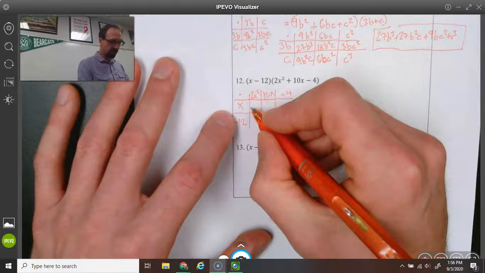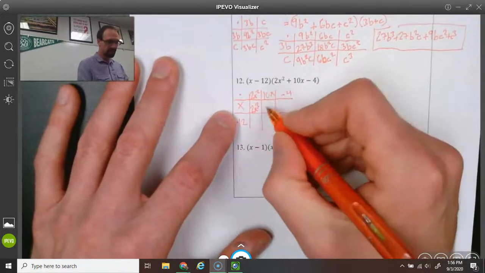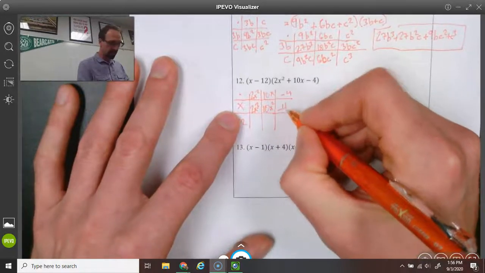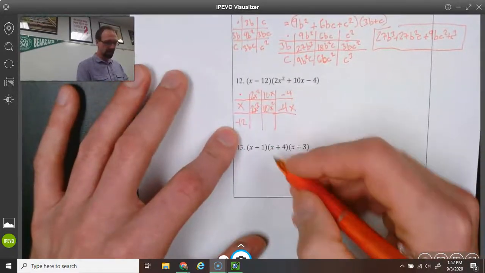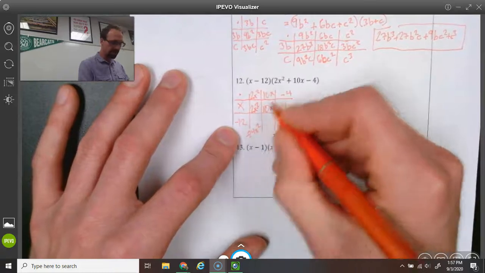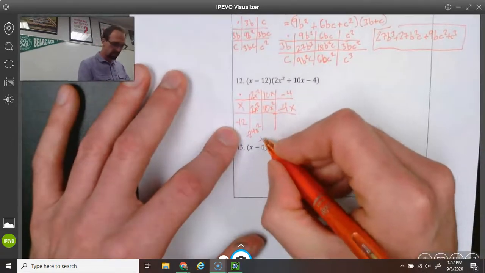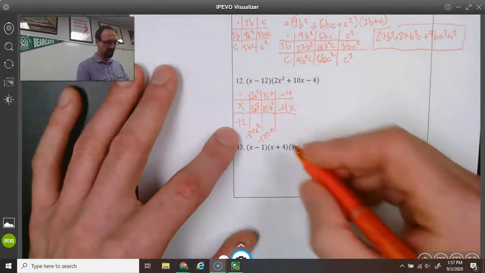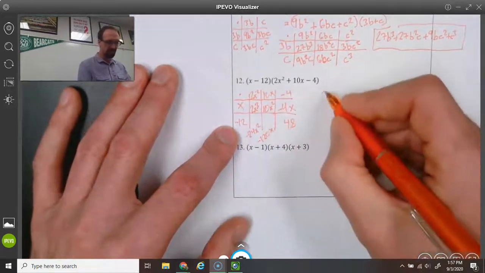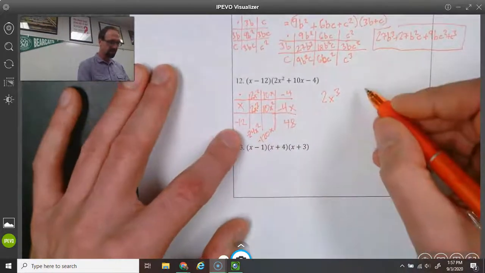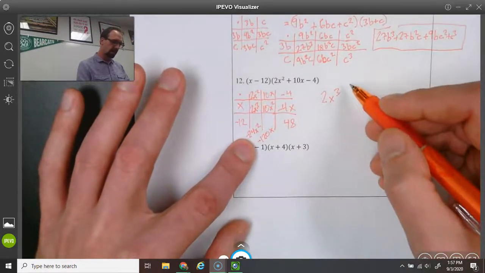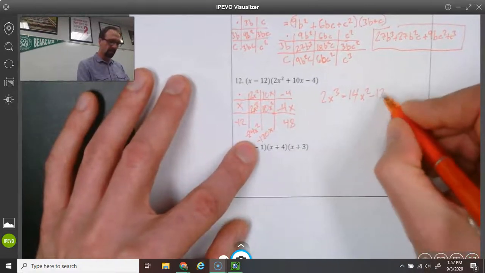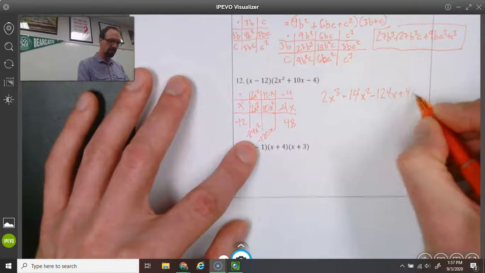x times 2x squared is 2x cubed. x times 10x is 10x squared. And then x times negative 4 is negative 4x. Negative 12 times 2x squared is negative 24x squared. Negative 12 times 10x is negative 120x. Sorry, I should have made these squares bigger. I apologize. Negative 12 times negative 4 is a positive 48. If I combine all these terms together, 2x cubed will go first, and then 10x squared plus negative 24x squared means negative 14x squared. And I have a negative 124x, and then plus 48.